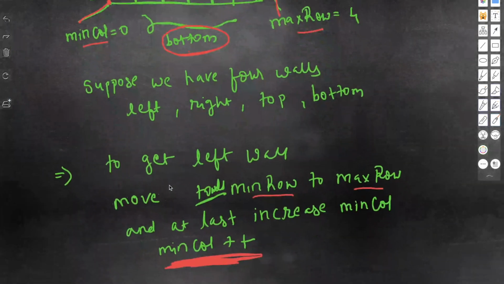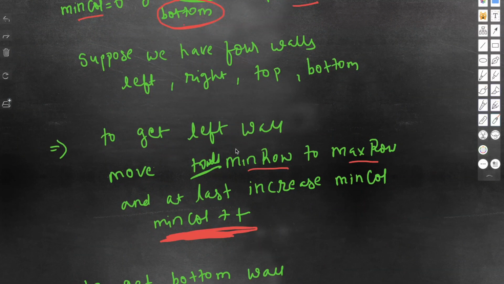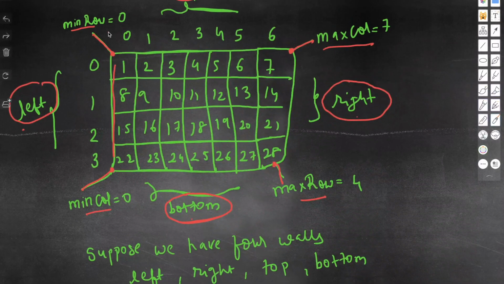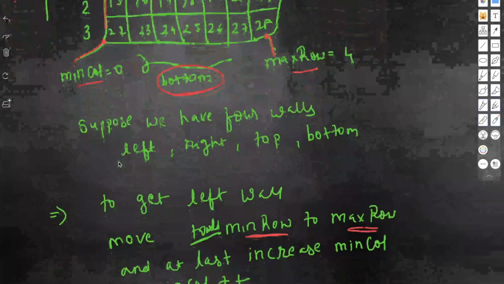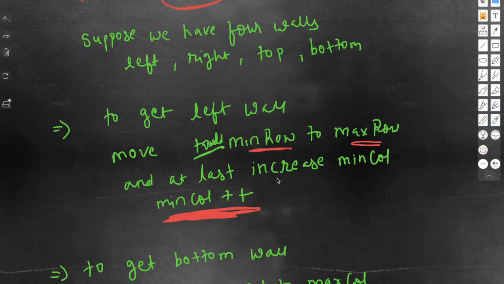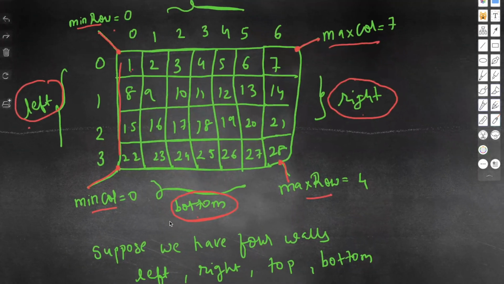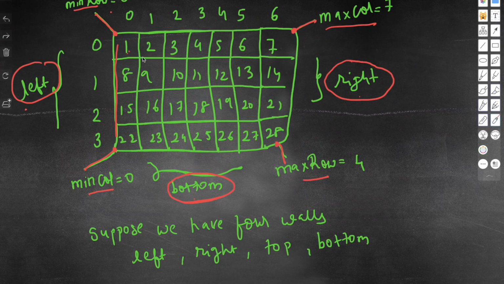Then you have to get the value of the left wall. What do you have to do? To get the left wall value, move from min row to max row. This is the min row, right? You have to move from min row to max row. Where is the max row? The max row is at 4, so you have to move from min row to max row, and at last increase the min column value. Why do we have to increase the min column value? We have to increase it because we have completed this part, right?